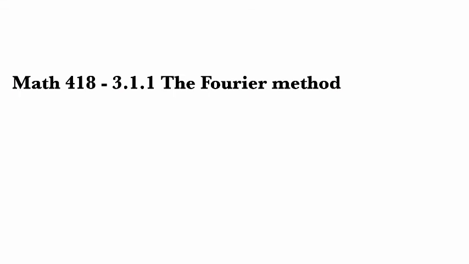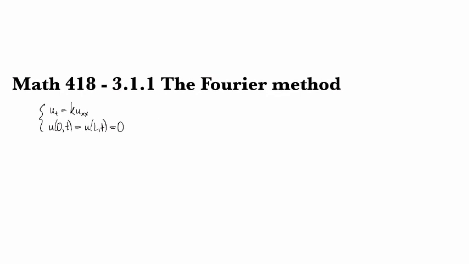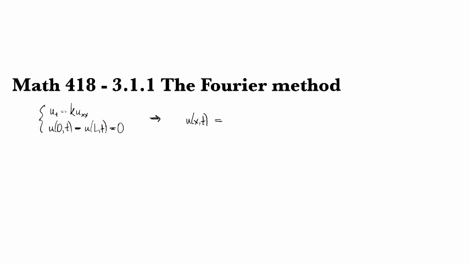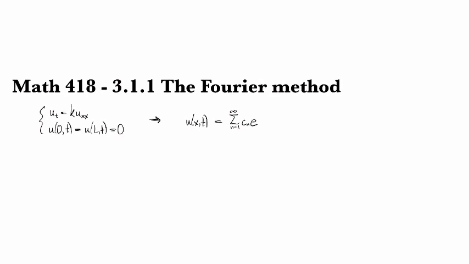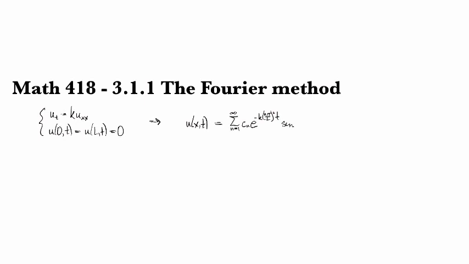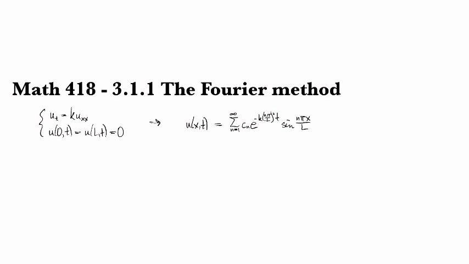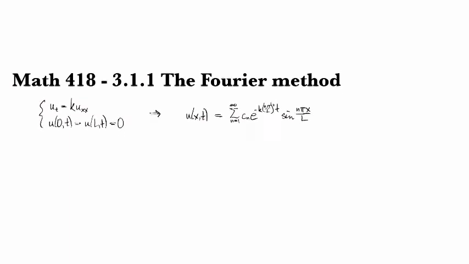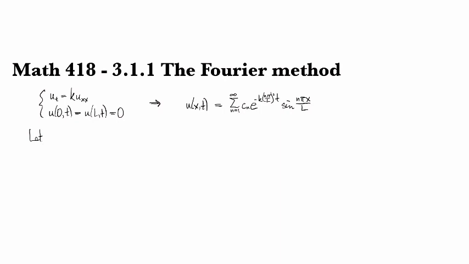So from the midterm, we saw that the general solution of u_t = k u_xx, the heat equation, with homogeneous Dirichlet boundary conditions, looks like a summation of e to the minus k (nπ/L) squared t, sine(nπx/L), for some choice of C_n.